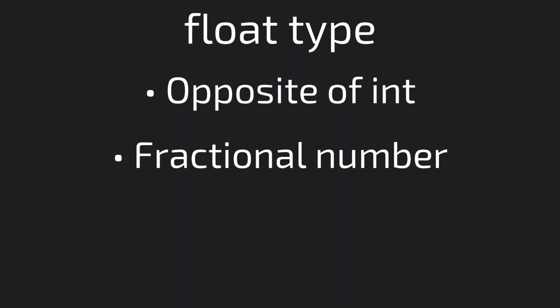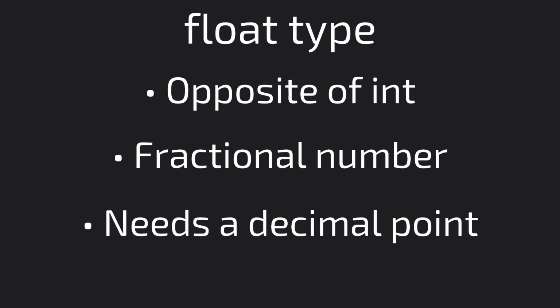A float is pretty much the opposite of an integer. It's a decimal number that isn't completely whole. So there has to be a decimal point in order for it to be a float. Here's an example, 7.25. There's more to it than that. You can also do scientific notation. That means really big numbers like the speed of light, which is 3 times 10 to the power of 8, can be written effortlessly like this.